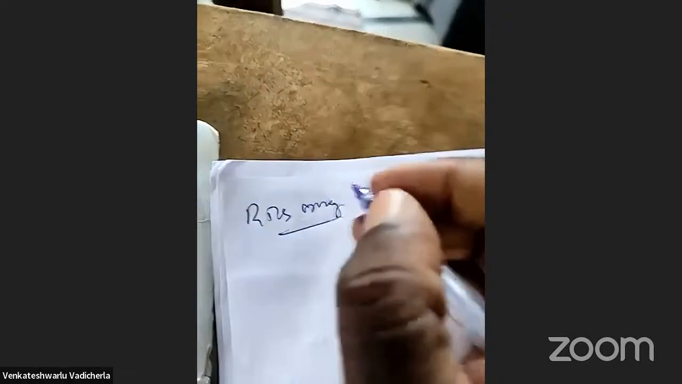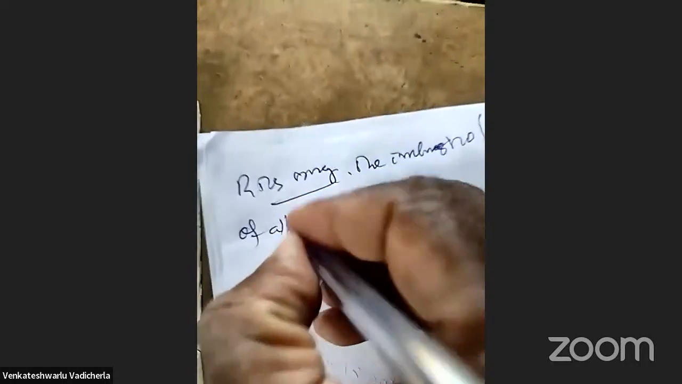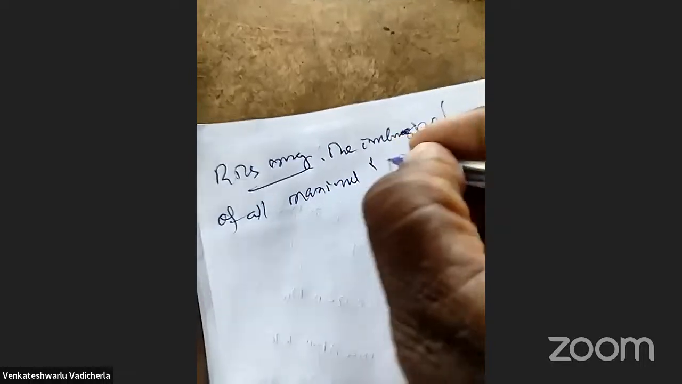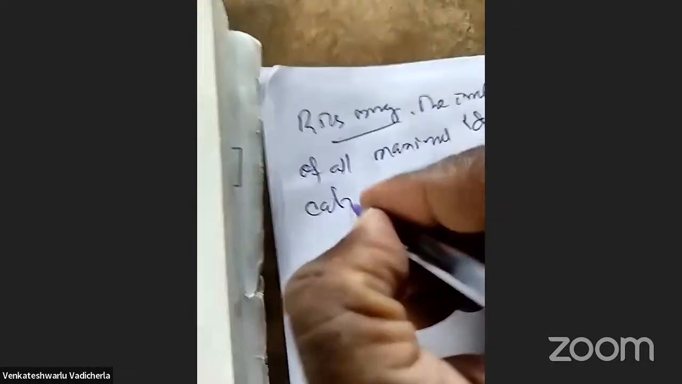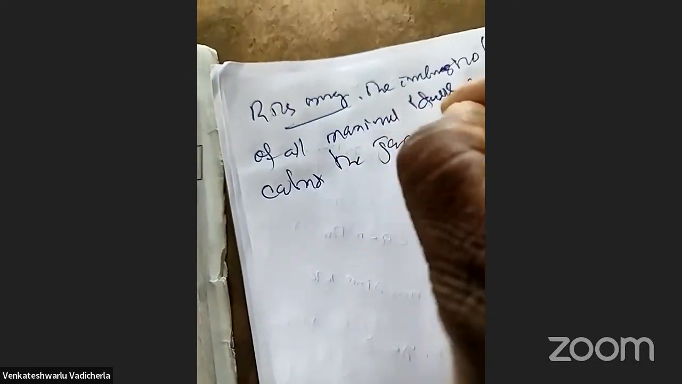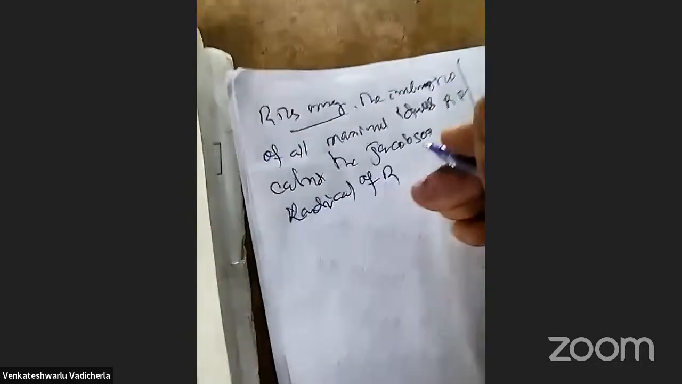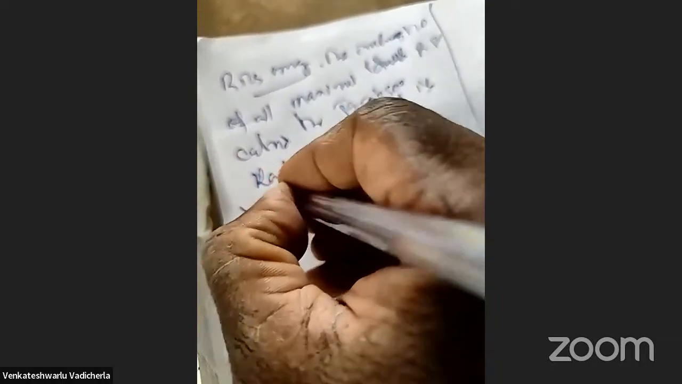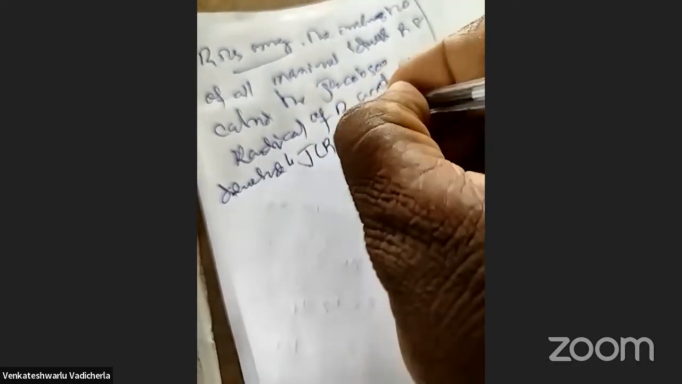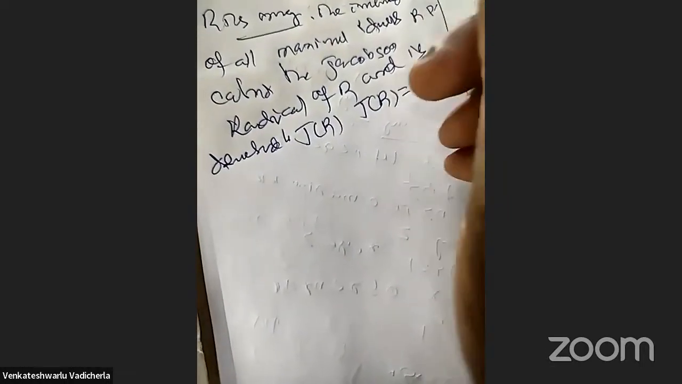Let R be a ring. The intersection of all maximal ideals of R is called the Jacobson radical of R. R is a ring, and the intersection of all maximal ideals is called the Jacobson radical of R, and is denoted by J(R). If J(R) is equal to the singleton {0}, then R is called a semi-simple ring.